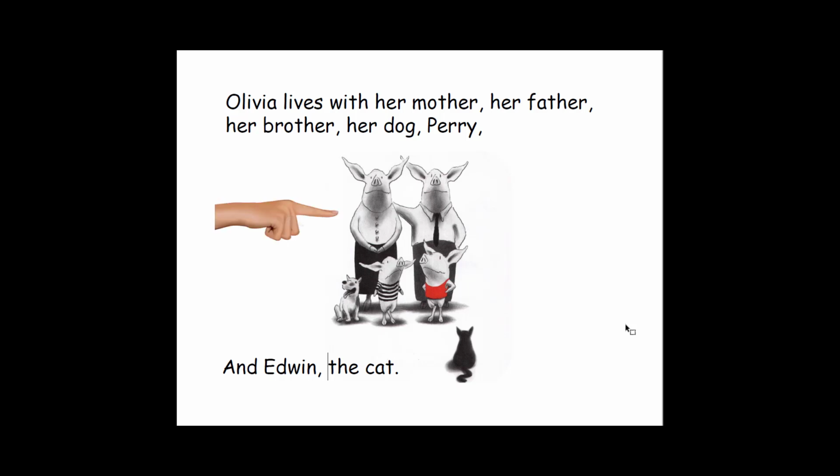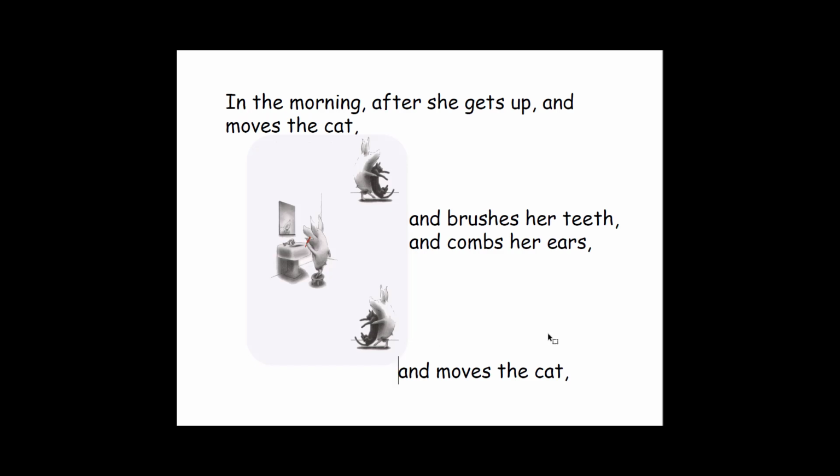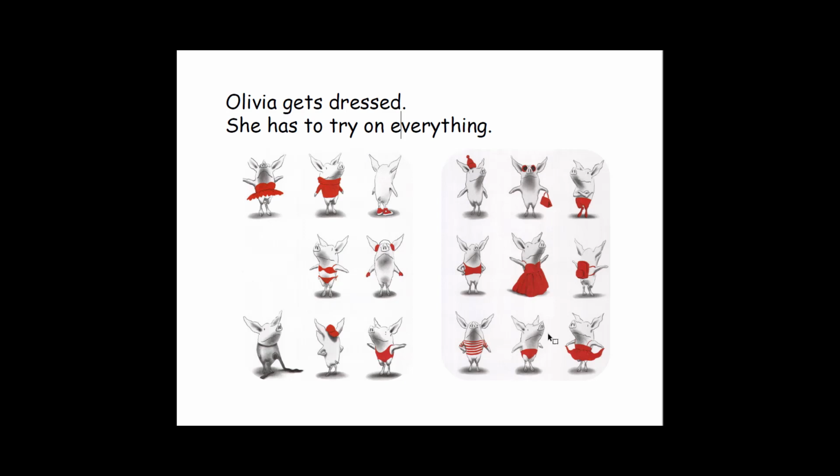We see Mom, it might be here, and we see Dad, and this is Olivia because she likes the color red, and here's her little brother Ian. Her dog is named Perry, and Edwin the cat is right over here. In the morning, after she gets up and moves the cat, she brushes her teeth and combs her ears and moves the cat. Why is she moving the cat? Silly cat. Olivia gets dressed. She has to try on everything. Look at all these outfits. She has a lot of red outfits.